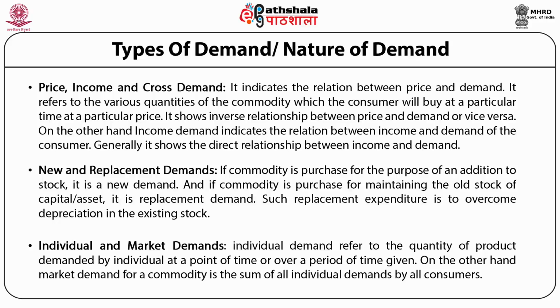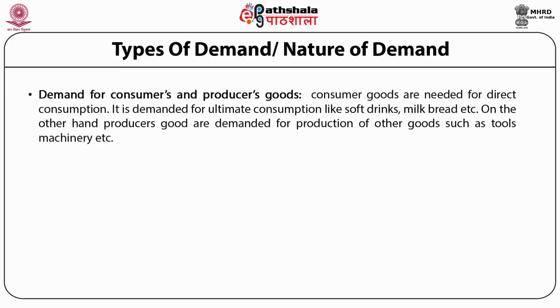On the other hand, market demand for a commodity is the sum of all individual demands by all consumers. Demand for consumer and producers' goods. Consumer goods are needed for direct consumption. They are demanded for ultimate consumption, like soft drinks, milk, bread, etc. On the other hand, producers' goods are demanded for production of other goods, such as tools and machinery, etc.